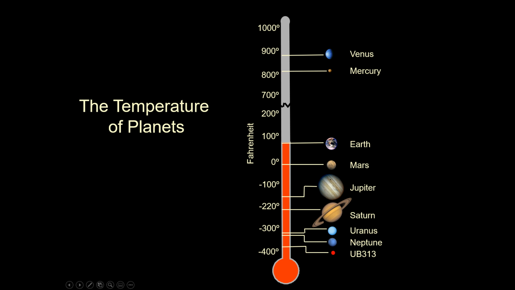But what about Venus and Mercury? What seems a little bit odd about the temperatures of those 2 planets? Think about that just for a minute. You would expect Mercury to be hotter than Venus because it's closer to the sun, but it's not. Venus is actually hotter than Mercury. So how could that be?